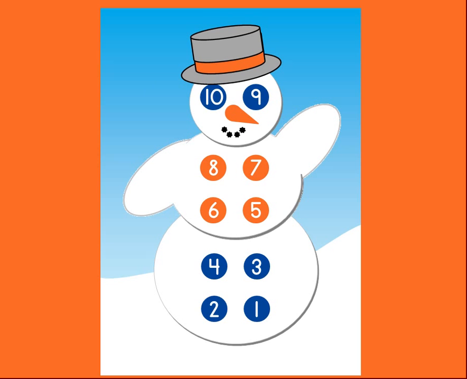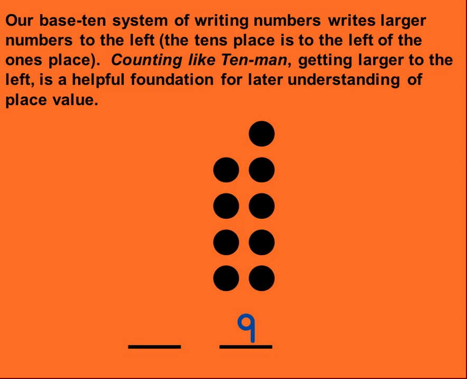Notice that the numbers on Ten Man start at the bottom and go right to left. Our base 10 system of writing numbers writes larger numbers to the left. So counting like Ten Man, getting larger to the left, is a helpful foundation for later understanding of place value.